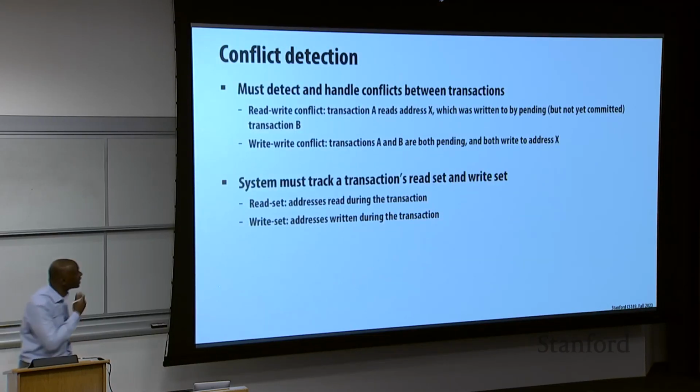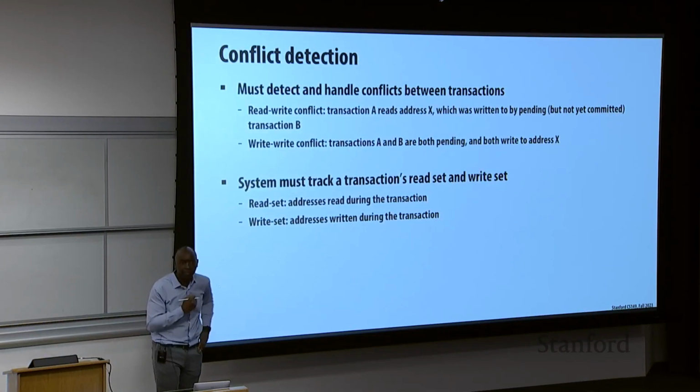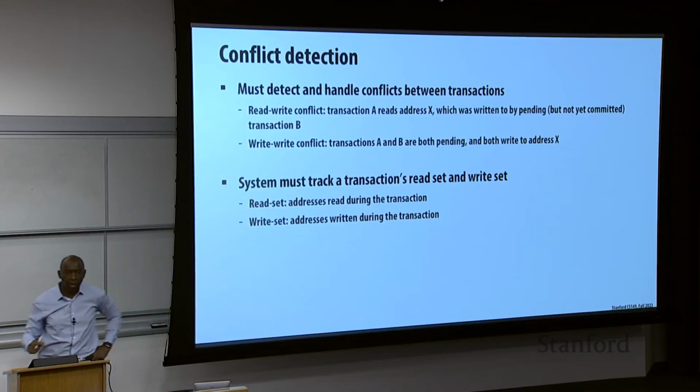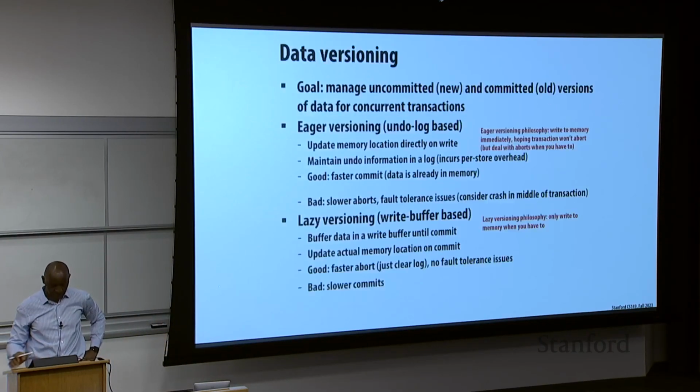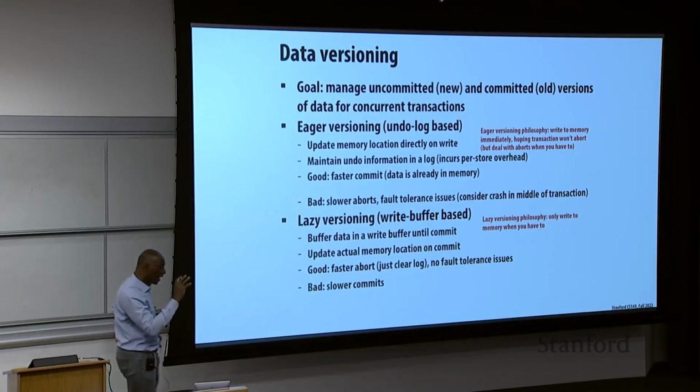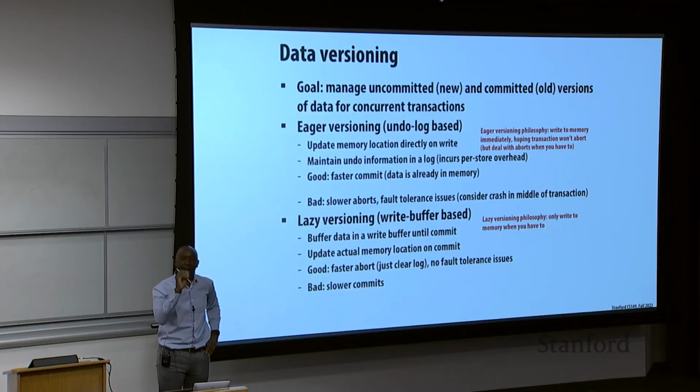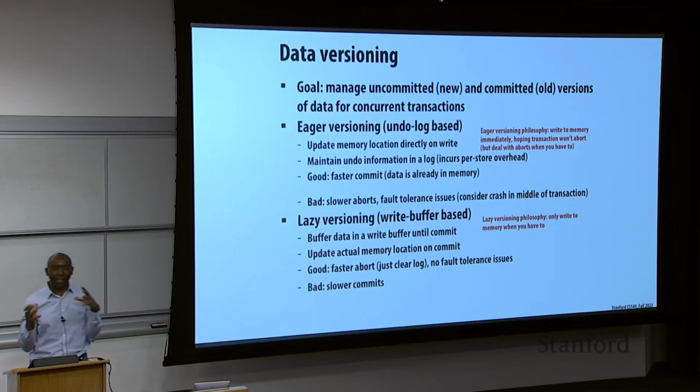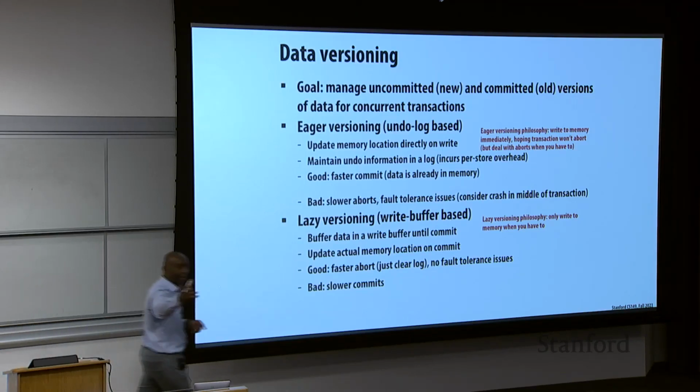So that's data versioning. Now let's talk about conflict detection. Question: does the eager versioning scheme make isolation harder if another thread is also running a transaction, which may have written in memory, where the data gets read? Yes, it potentially makes isolation trickier, depending on how you do conflict detection, which we'll get to next. We'll get to that, and it'll be clear what's going on.